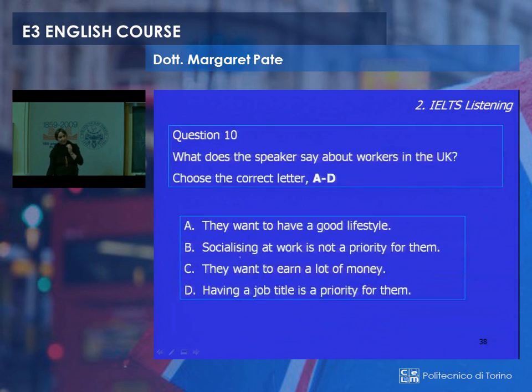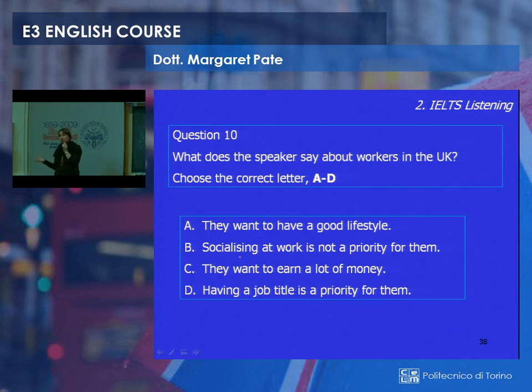Yes, okay. All right, the last type of question then that we're going to look at today is this type, a multiple choice, okay? So, obviously with multiple choice questions, the first thing to do is to look at the question, make sure you understand what the question is. So what does the speaker say about workers in the UK? Okay, here, as in the reading exam, which we were teaching last week, it's a good idea to start underlining the key words. So in the question, you might underline speaker, maybe, workers, and UK.